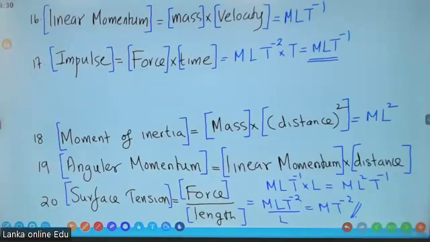Anybody writing this? Writing quickly, right? Did you all get these answers? Okay. So moment of inertia, ML squared, angular momentum, ML squared T minus 1, surface tension MT minus 2.